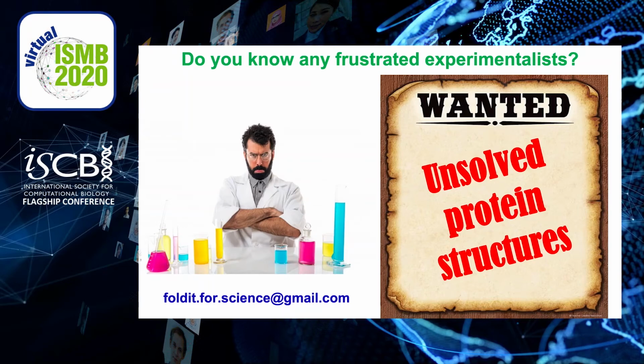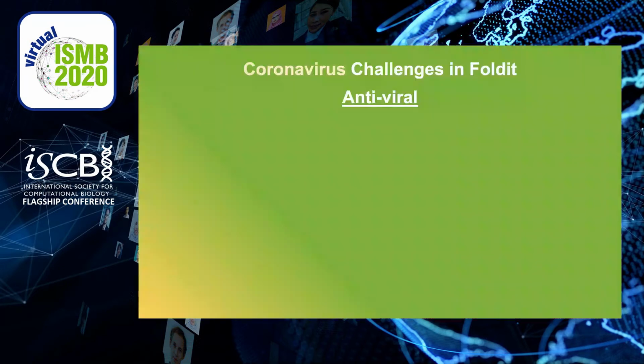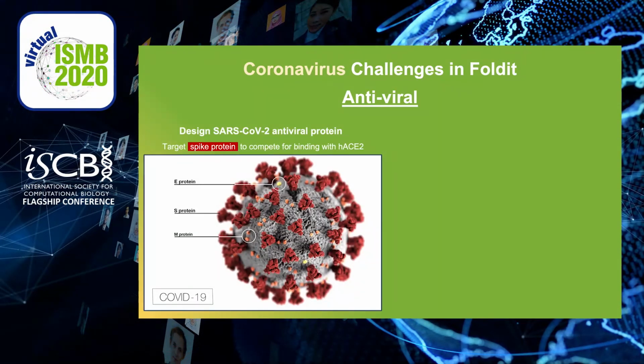But these recent design results mean that not only can Foldit players help with protein structure determination, they can also design novel proteins to fight diseases. Diseases such as coronaviruses. We recently launched 2 challenges in Foldit, trying different strategies to combat COVID-19. The first effort is to design an antiviral protein. Everyone is very familiar with this image from the CDC, with all the spike proteins in red.